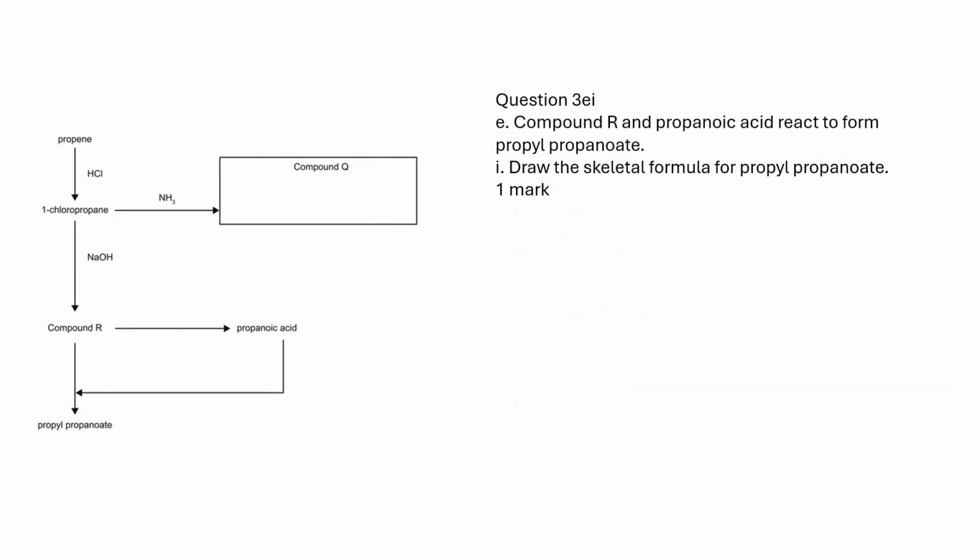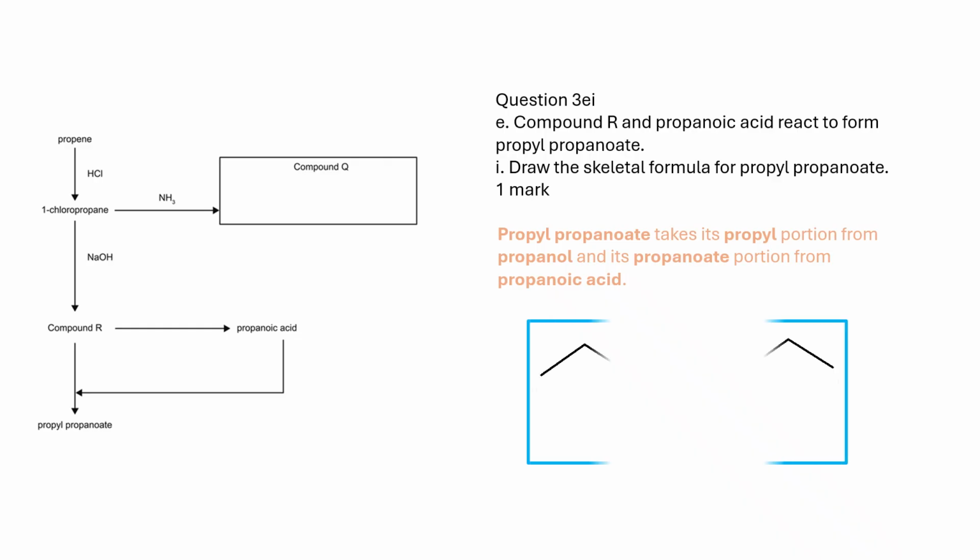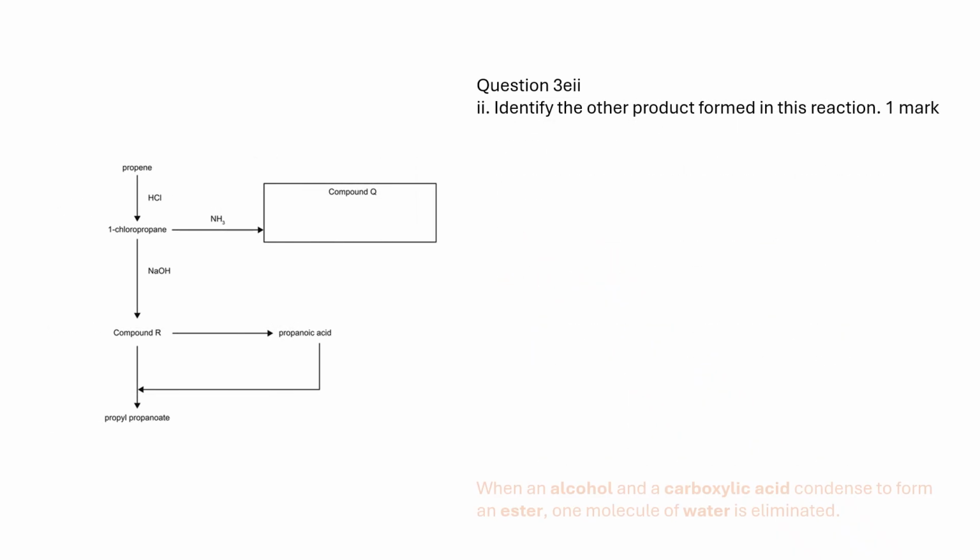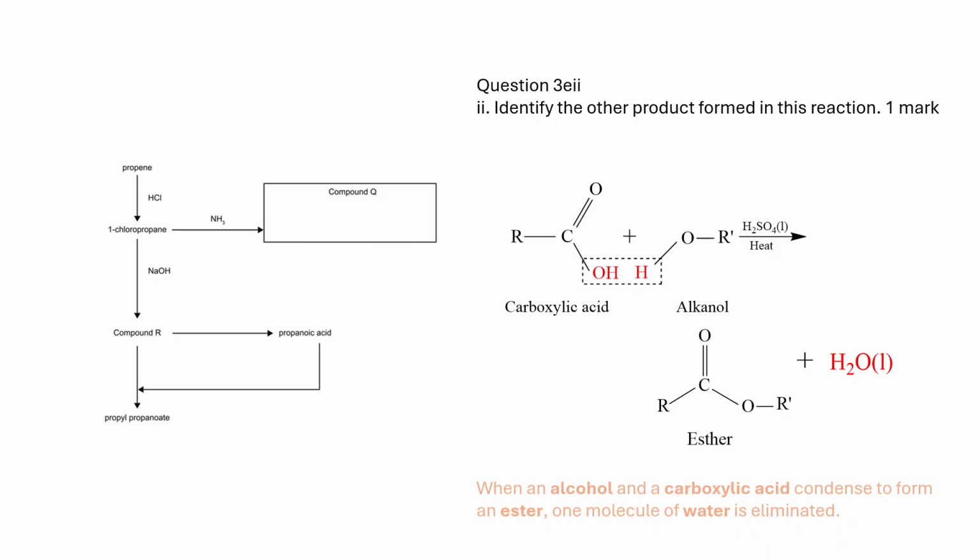Propyl propanoate takes its propyl portion from propanol and its propanoate portion from propanoic acid. When an alcohol and a carboxylic acid condense to form an ester, 1 molecule of water is eliminated.